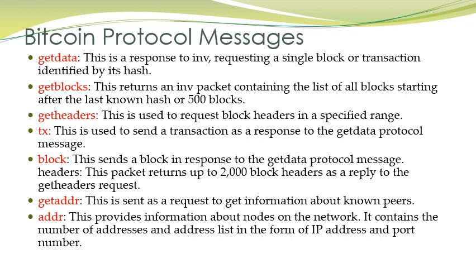Then addr: this provides the information about the nodes on the network, and it contains the number of addresses and an address list in the form of IP address and port number. So these are the different types of messages that can be exchanged. We have taken a review of some messages; we have not studied all the messages. There are 27 messages, and the list of these messages is increasing day by day. As the Bitcoin network grows, the number of messages will grow.